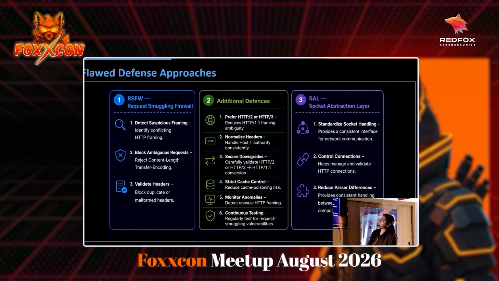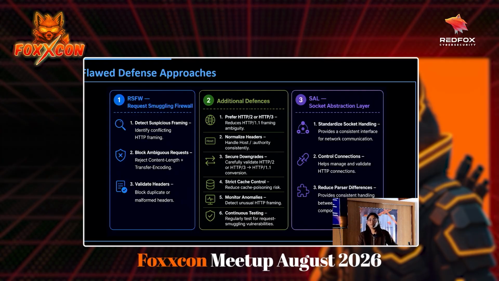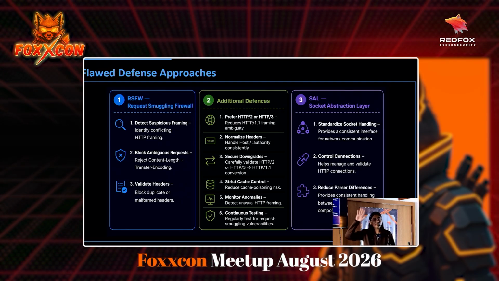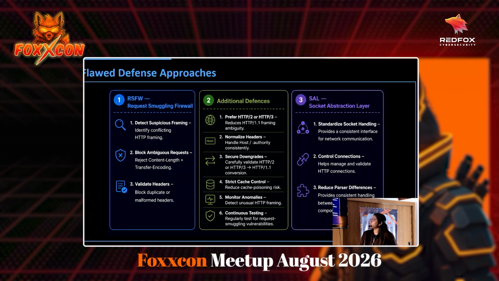Okay, so detect suspicious framing, the one someone was saying about firewall, right? Definitely, in a defense system, first of all, a request smuggling firewall. First of all, you have to filter requests at the very first end only, when it is going from the front end. So it should identify conflicting HTTP framing, and then block ambiguous requests if there is something smuggled, an additional header, or a copied header. That you can check for.